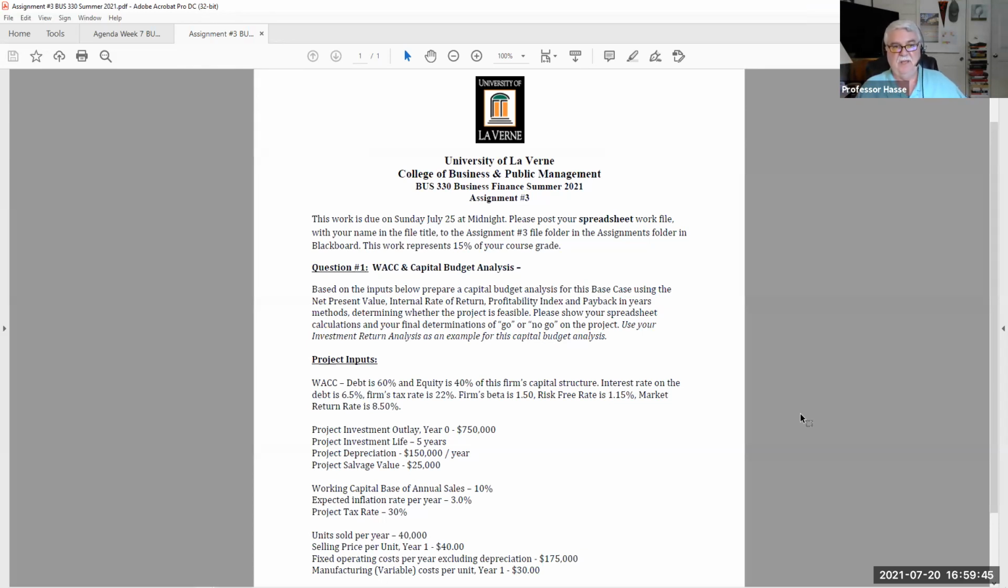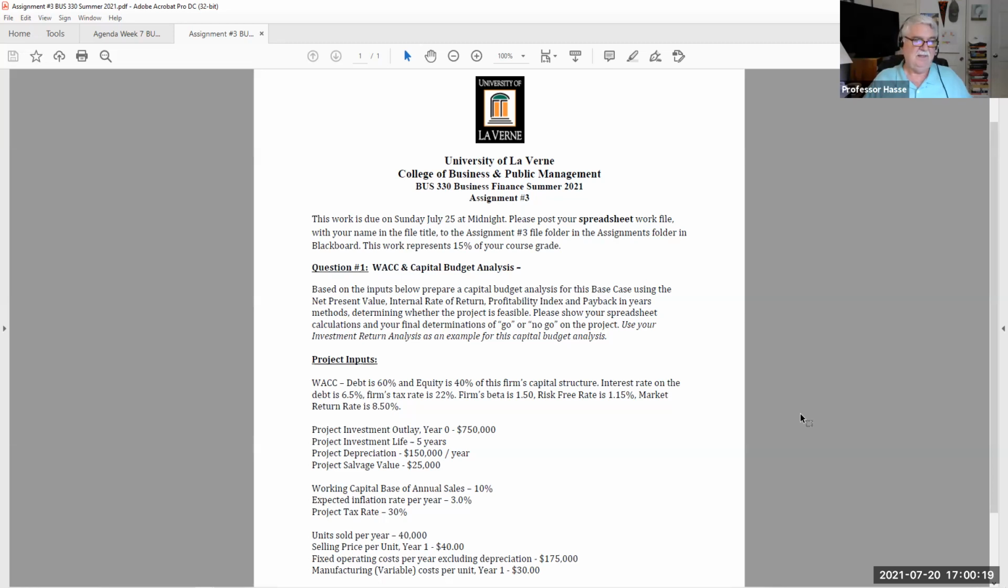You're asked to determine the weighted average cost of capital, and perform a capital budget analysis, exactly what we just did, and find the net present value, the internal rate of return, the profitability index, and the payback of this analysis, and determine whether this is a go or no-go to go ahead with this project. Is this project, in your eyes, after this analysis, a go for investment? If it doesn't meet your expectations or profitability, then it's a no-go.